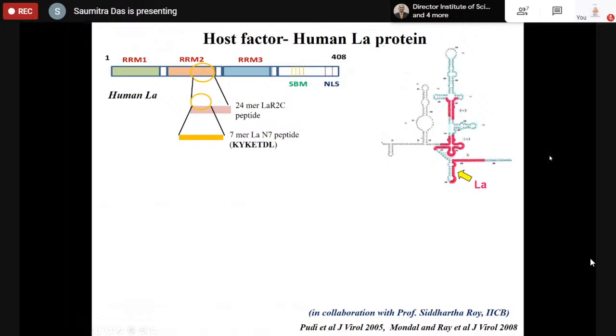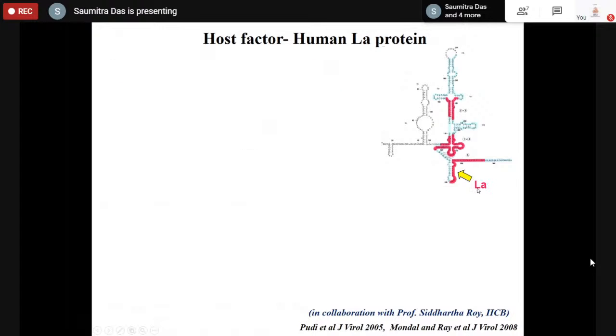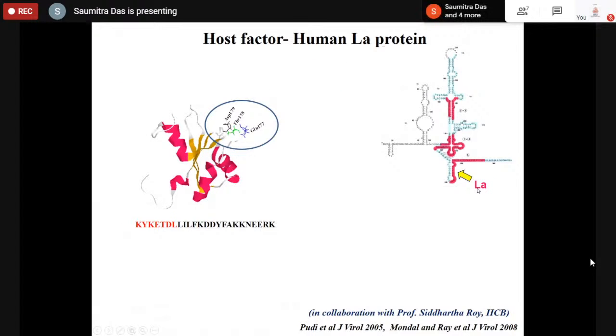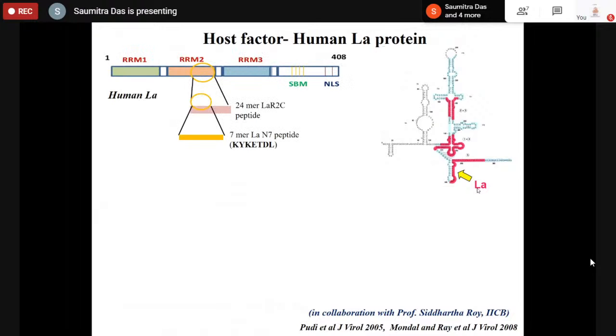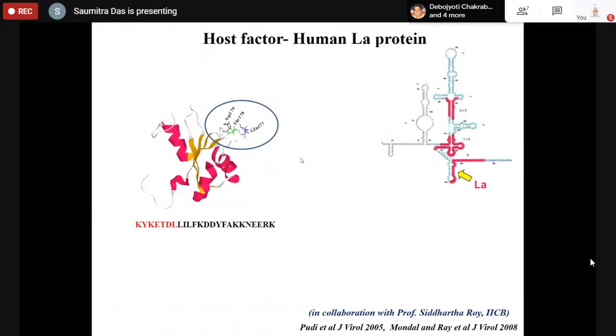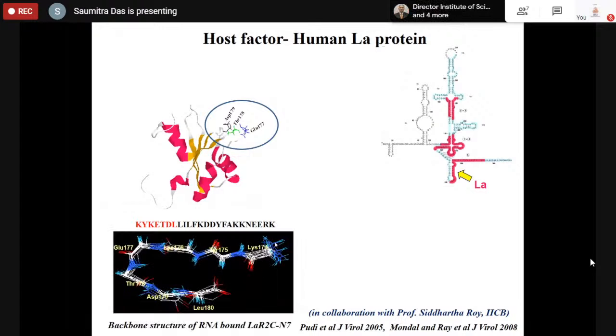So what we did is, since this cellular protein was very important, we tried to study and see if we can identify the RNA binding motif. We narrowed down to almost 7 peptides, and we solved the structure of this 7-mer peptide, which is a beta hairpin structure. This was done in collaboration with Siddhartha Rai's lab. He was there at that time at IICB Kolkata.